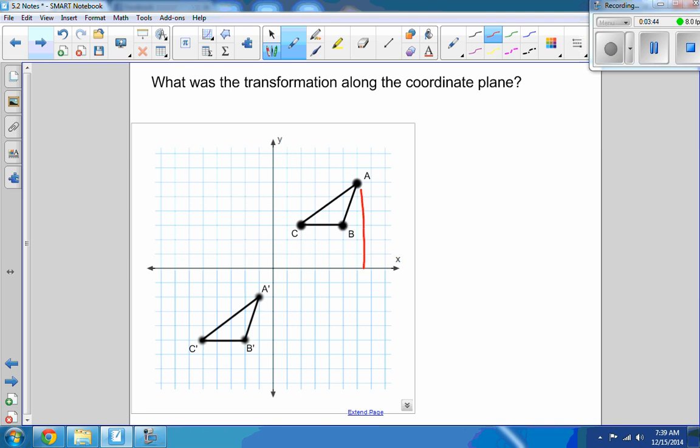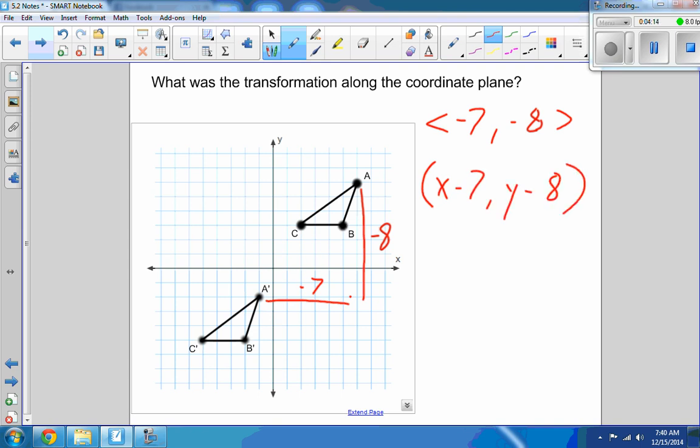So how far down and how far over did we move? We moved over 1, 2, 3, 4, 5, 6, 7 back, and we moved 1, 2, 3, 4, 5, 6, 7, 8 down. So the transformation, I'll put this in vector form, was negative 7, negative 8. And then in this form, x minus 7, y minus 8. So that was the transformation along the coordinate plane.